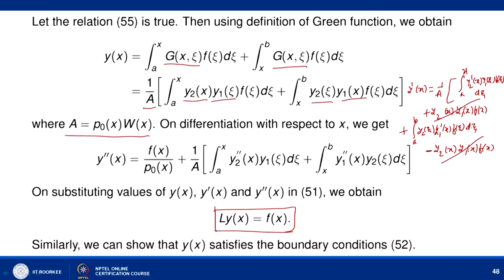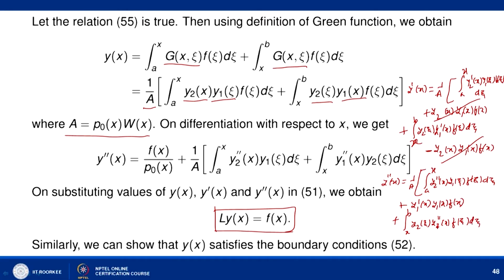Now, when you differentiate it again, what will you get? y double dash(x) equals 1 upon a times the integral from a to x of y2 double dash(x) y1(xi) f(xi) d xi, plus y1 dash(x) y1(x) f(x), plus the integral from x to b of y2(xi) y2 double dash(x) f(xi) d xi, minus y1 dash(x) y2(x) f(x).